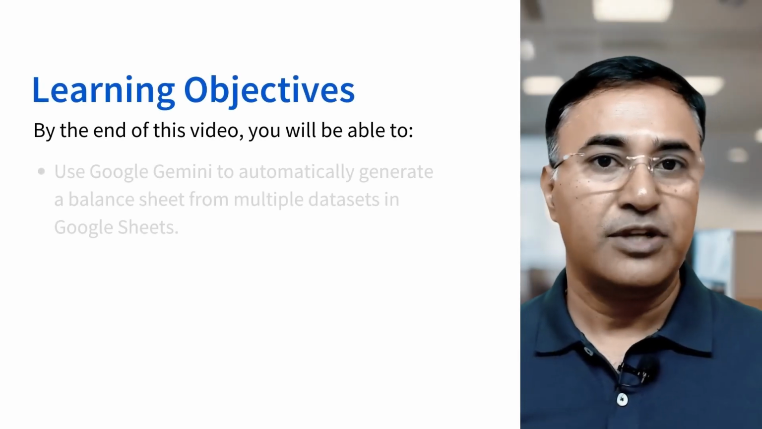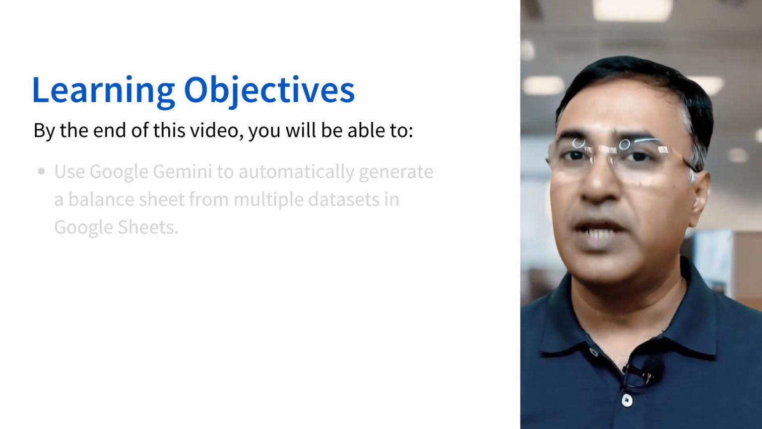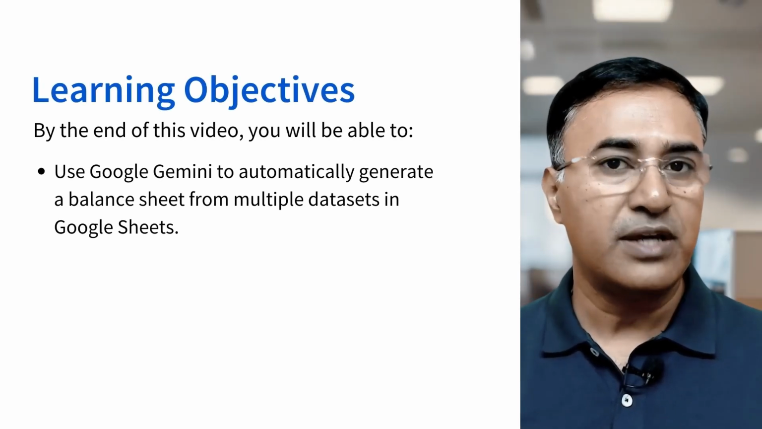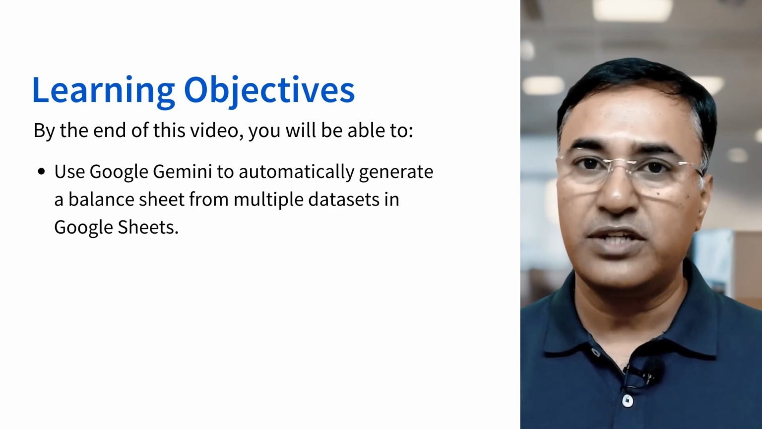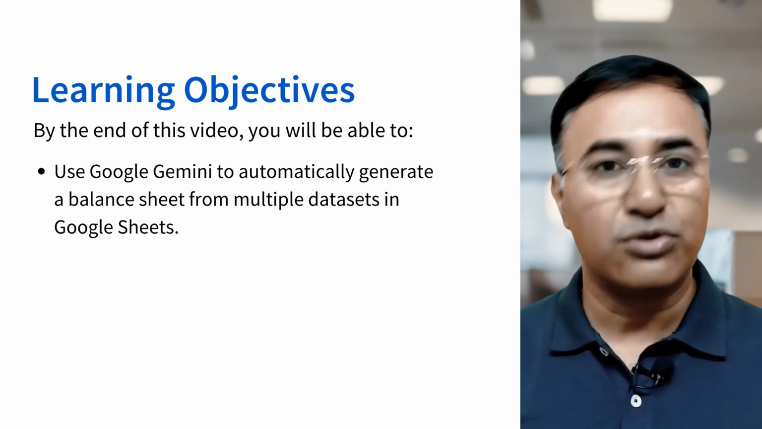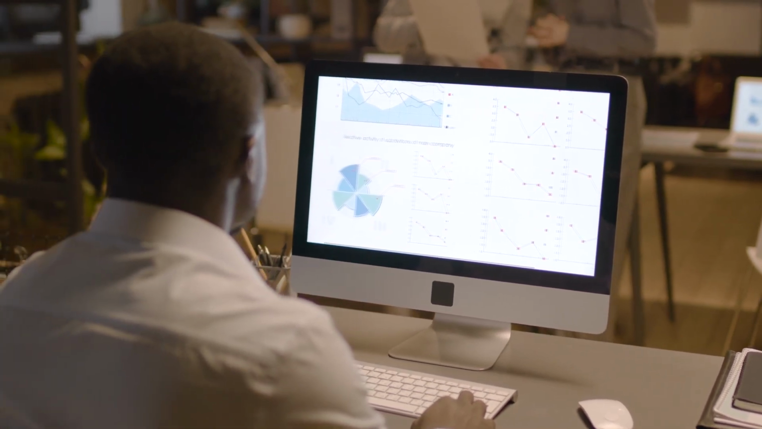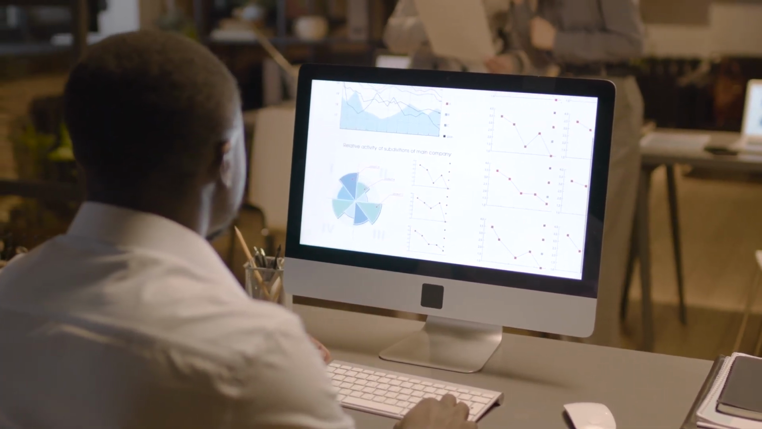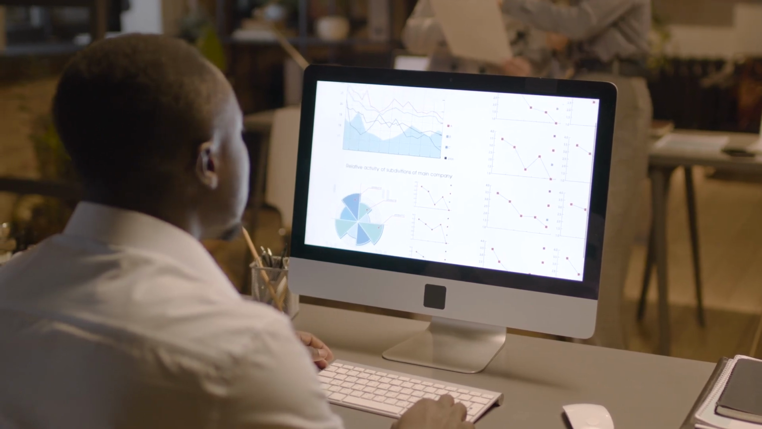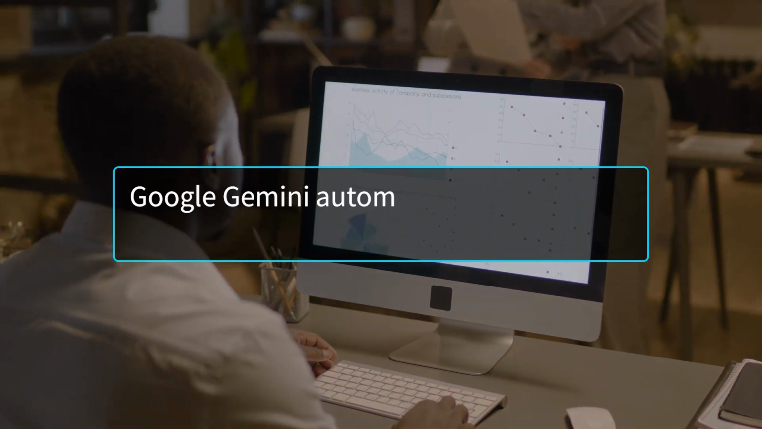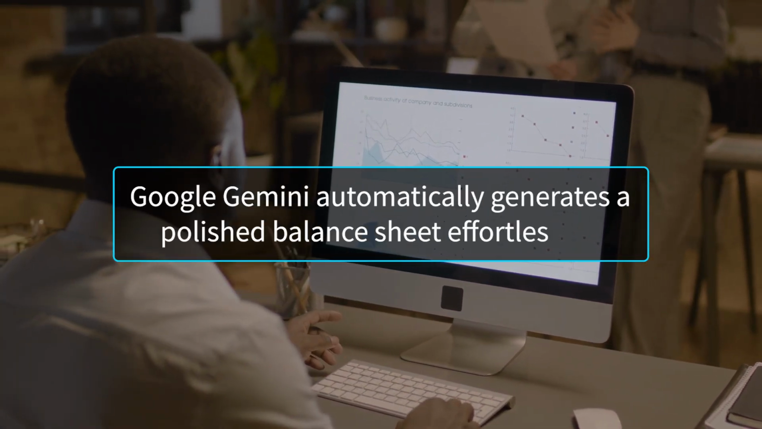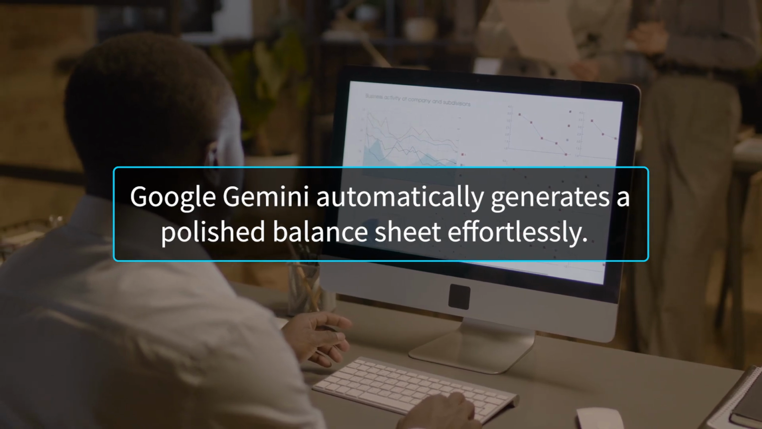Welcome to this video. Today, we are diving into something really exciting, using Google Gemini to automatically generate a balance sheet from multiple datasets in Google Sheets. Now, instead of manually compiling and calculating everything yourself, you are going to get AI to do the heavy lifting. Imagine this. You've got multiple datasets, maybe some income details, assets, liabilities, all in one Google Sheet. With just a few steps, Google Gemini will pull everything together and generate a polished balance sheet for you automatically.